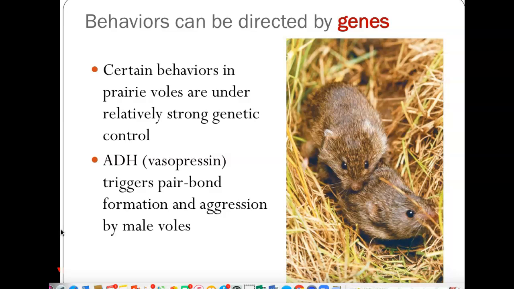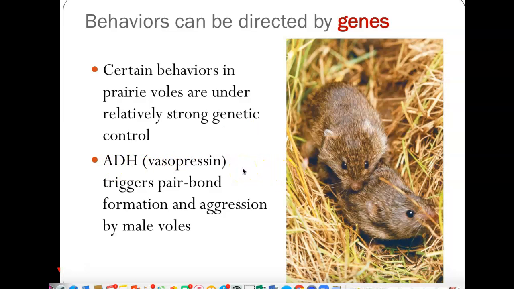But this is kind of an interesting behavior displayed by prairie voles. Their mating and pair bond formation behavior is under strong genetic control. Prairie voles are monogamous, obviously, if there's a pair bond formation. And it was noticed that prairie voles fall in love. So scientists wanted to know, what is making them fall in love? Through a series of experiments, which I don't know exactly what led up to this point, they injected their brains with a certain chemical that would unravel the DNA responsible for the production of antidiuretic hormone and oxytocin.